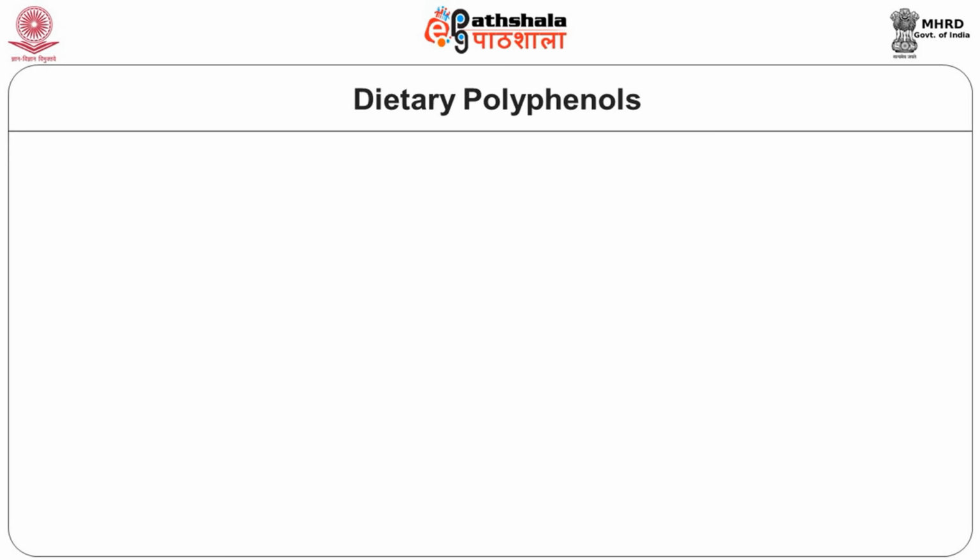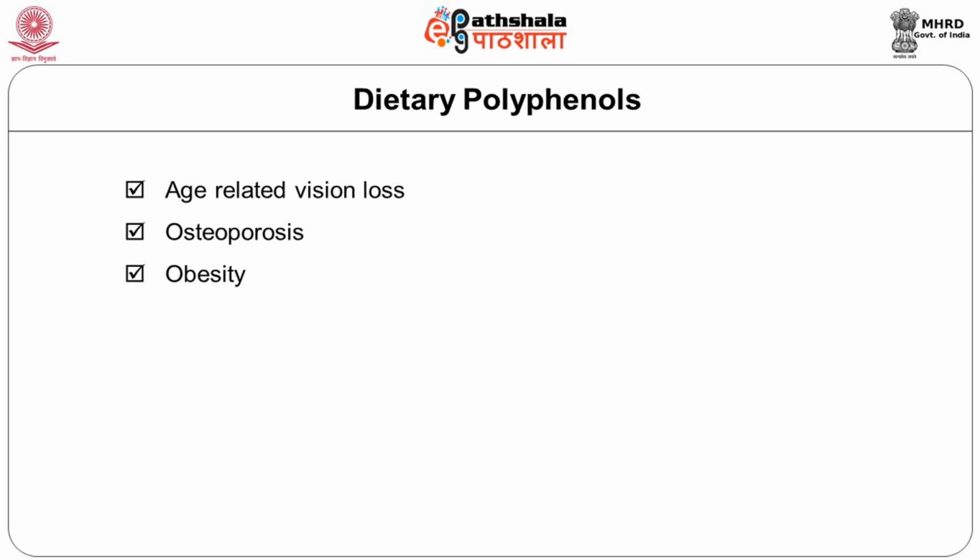For example, age-related vision loss, that is age-related macular degenerative disease, occurs where some of the pigments are concentrated in the retina of the eye. Osteoporosis occurs basically in women, mostly where the calcium levels are low as well as vitamin D. Therefore, bone porosity takes place that leads to osteopenia and ultimately osteoporosis.